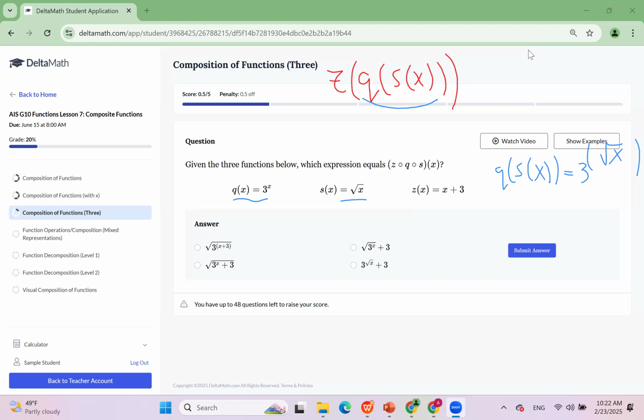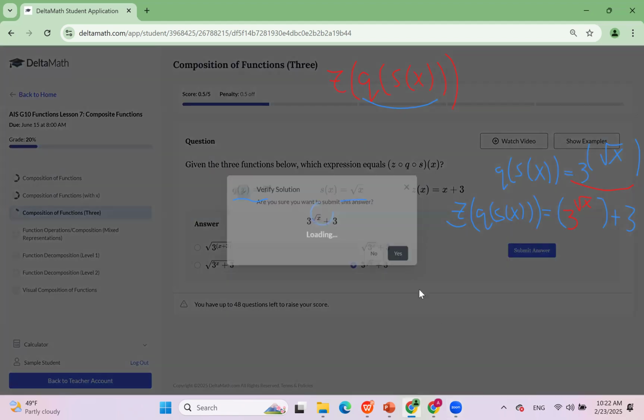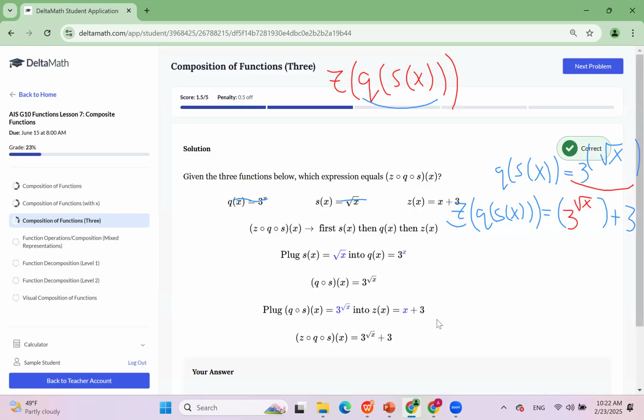Now z of q of s of x equals x plus 3. So again, this is z of something. So bracket plus 3. And inside the bracket, we are going to put this expression, which is 3 power root x. So this is most similar to this expression here. So this is going to be our choice. And this is correct.